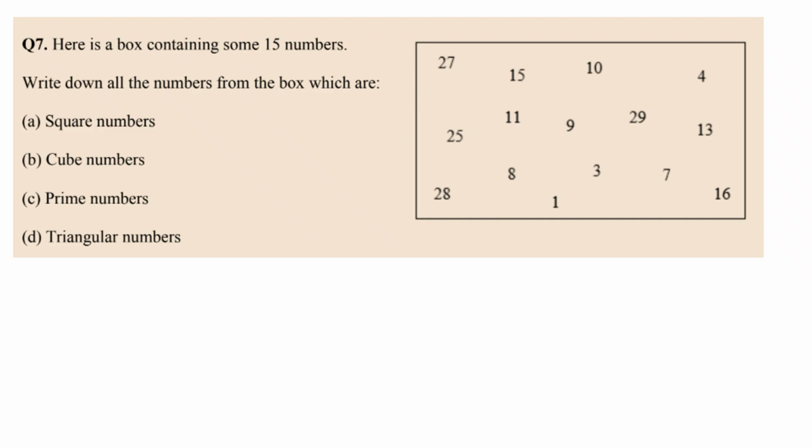Okay, folks, in this question we are given a box containing 15 numbers. In this first part, part A, write down all the numbers from the list which are square numbers. A square number is made by multiplying a number by itself once. For example, 1 squared means 1 times 1, which is 1. 2 squared, or 2 to the power of 2, is 2 times 2, which is 4.